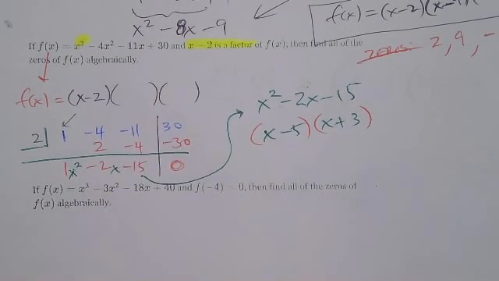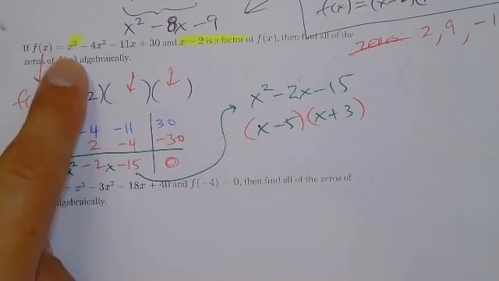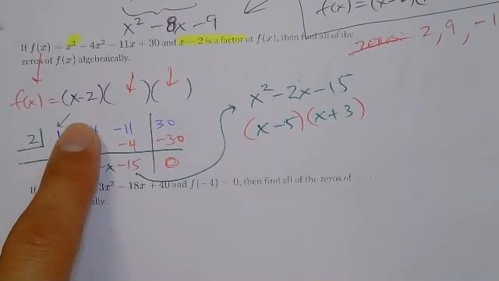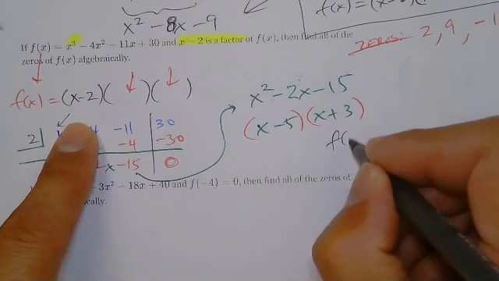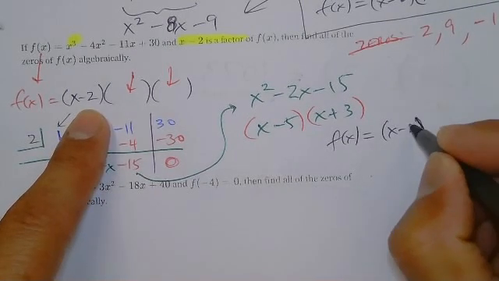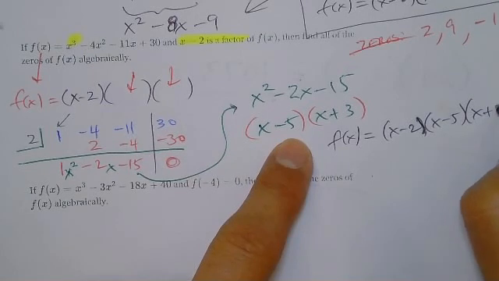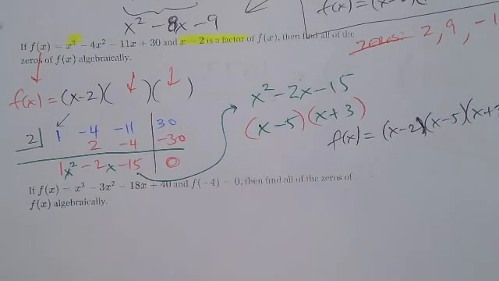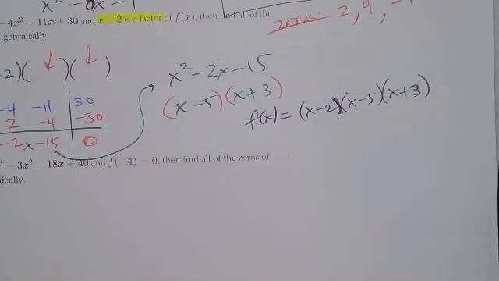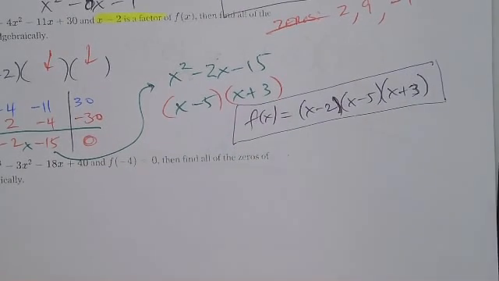And what do we do with this? What does this mean? Well, these are the other two missing factors right here, no? So this polynomial in factored form would be f of x is equal to x minus 2, that they initially gave us, and then we just found x minus 5, and then x plus 3, yeah? We found all its factors.